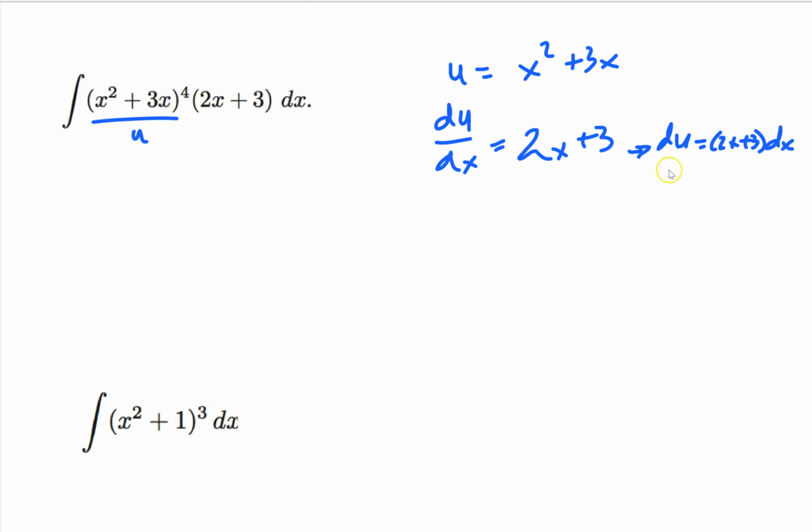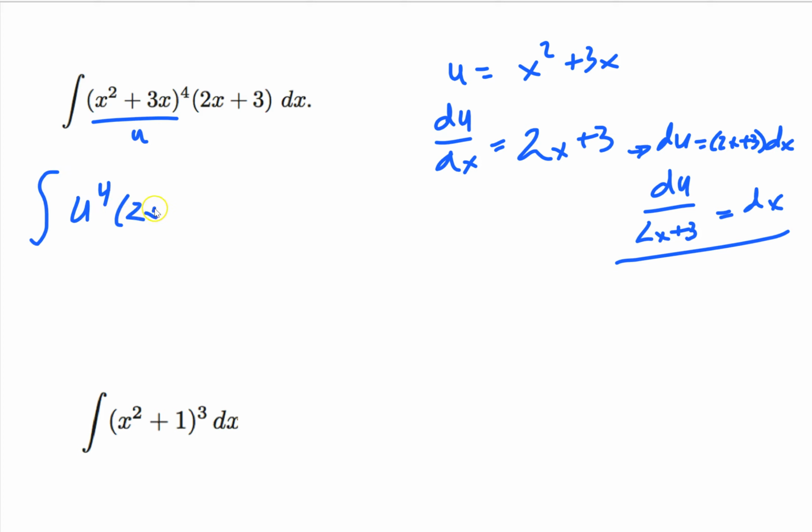Parentheses and divide by 2x plus 3. So du over 2x plus 3 equals dx. We have everything we would need. We have dx, we have u, plug it all back in. Keep in mind, this is all my u. That 2x plus 3 is still there. This is all gone now. That's this.